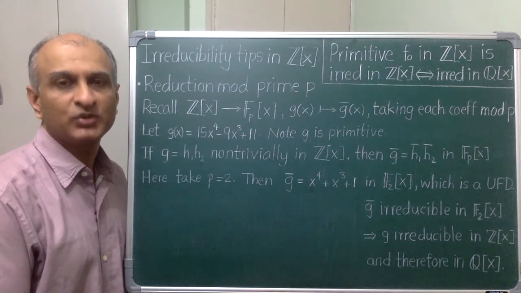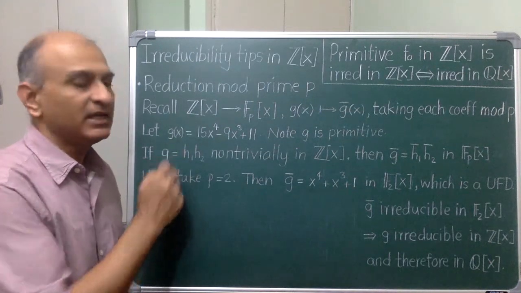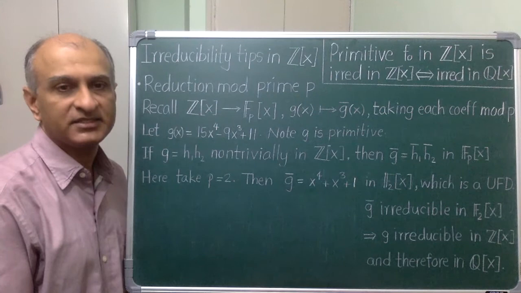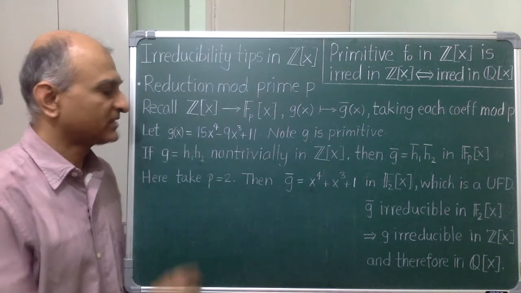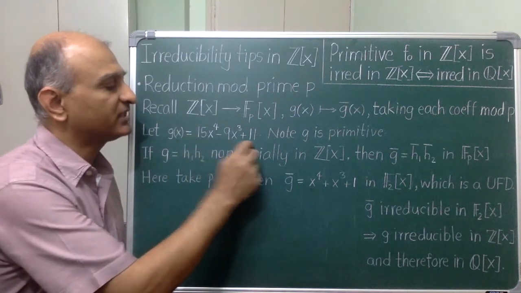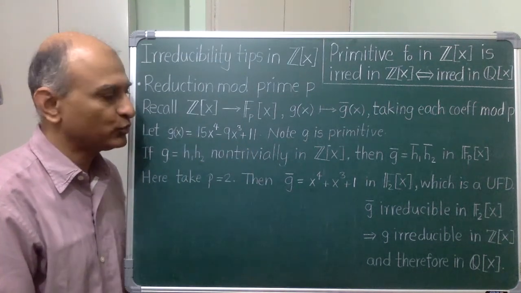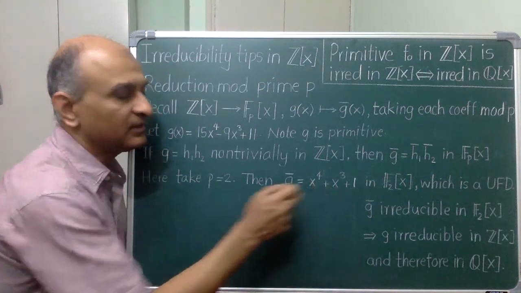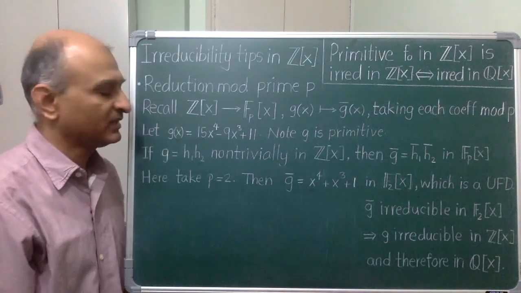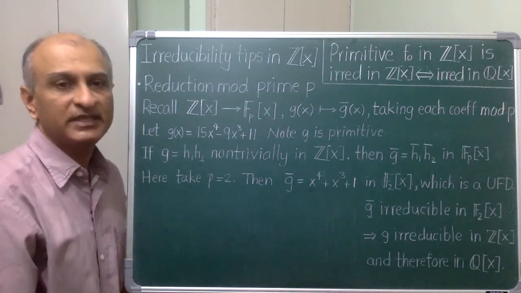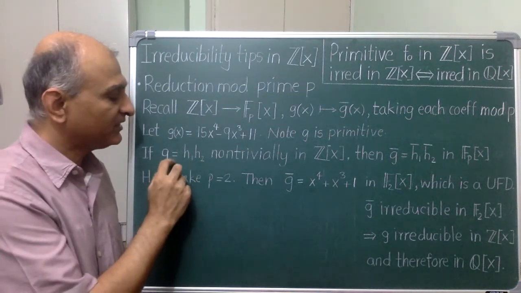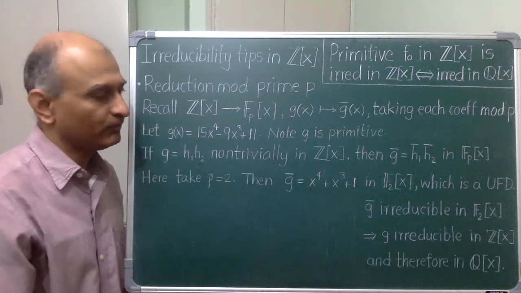Suppose I want to show that some polynomial g is irreducible over integers. Often I can try to do this by reducing g modulo some prime p. For example, when I reduce this degree 4 polynomial modulo 2, I get this polynomial again of degree 4. If the original polynomial factored non-trivially over the integers, then I can reduce this equation modulo 2 to get this one.